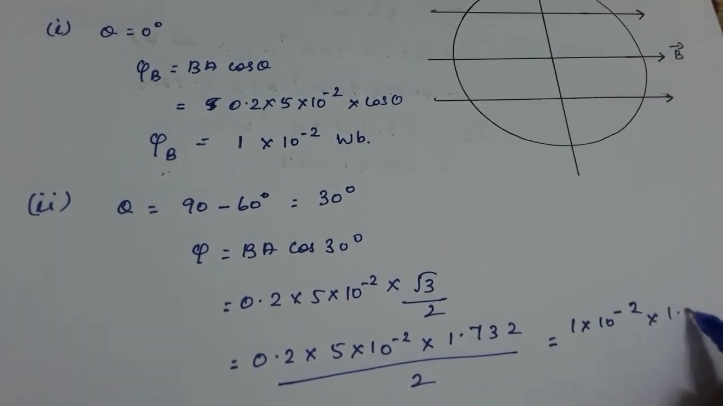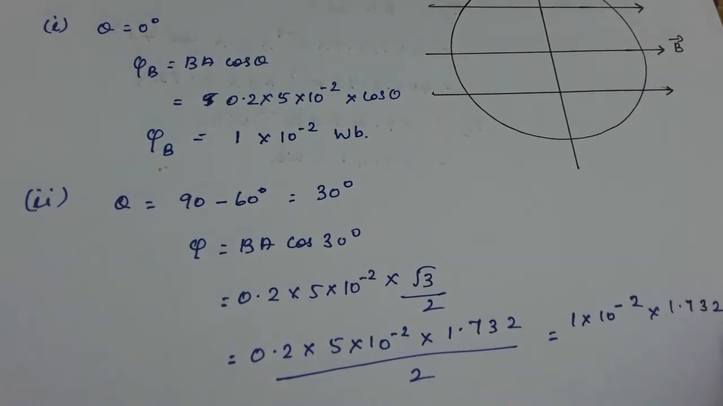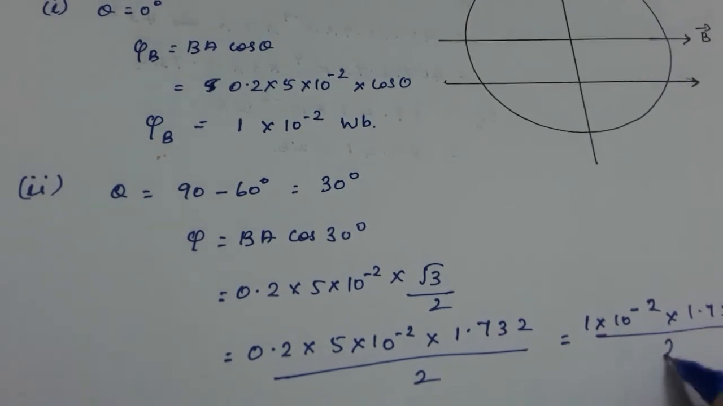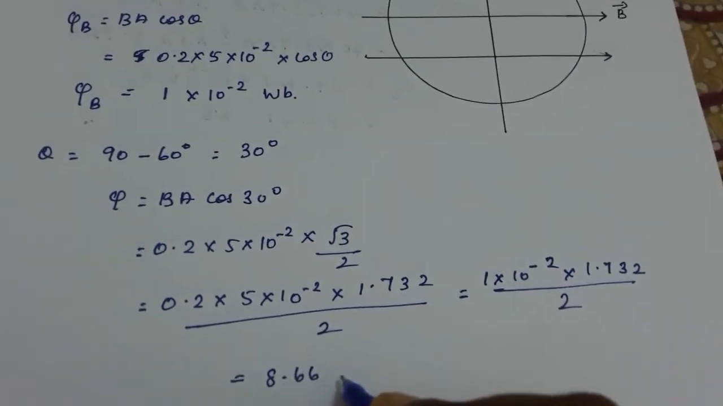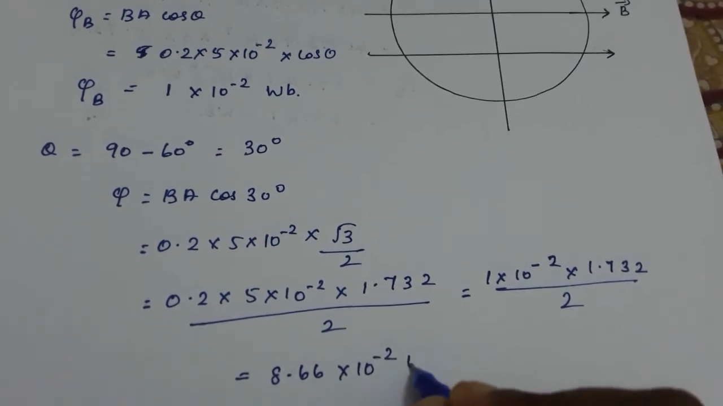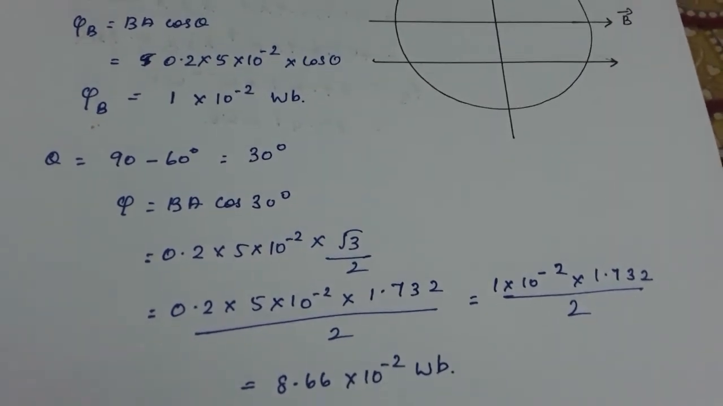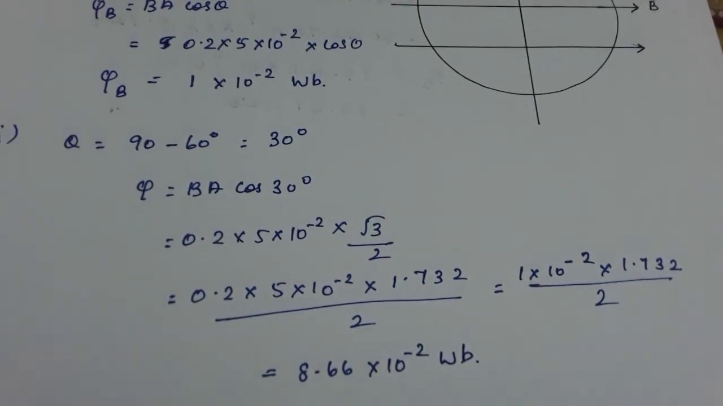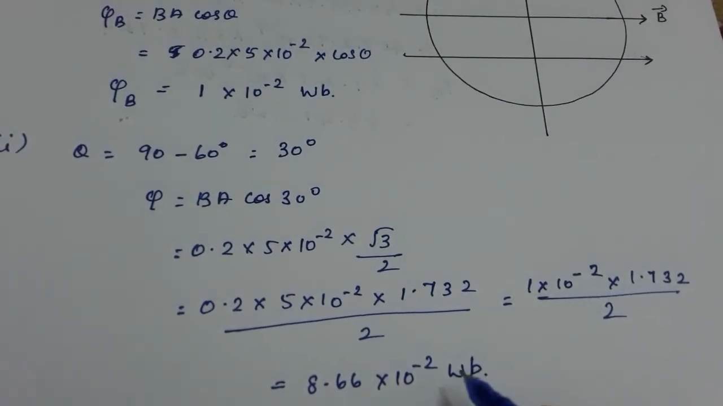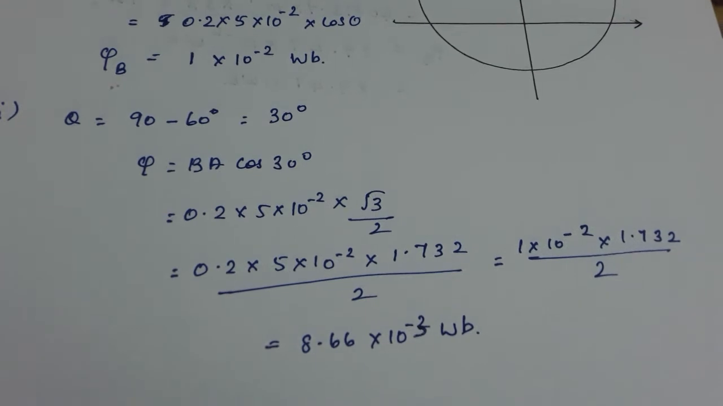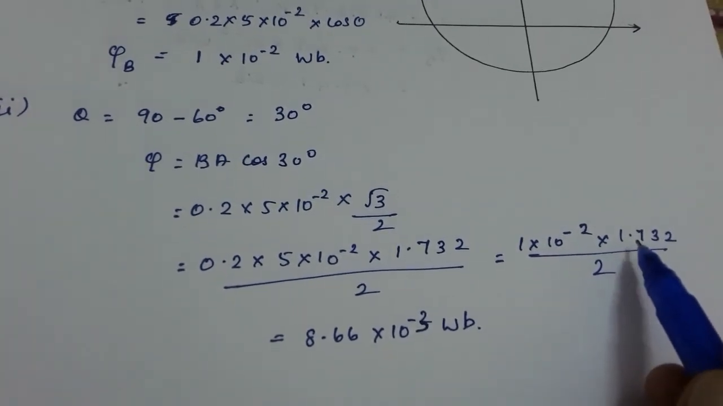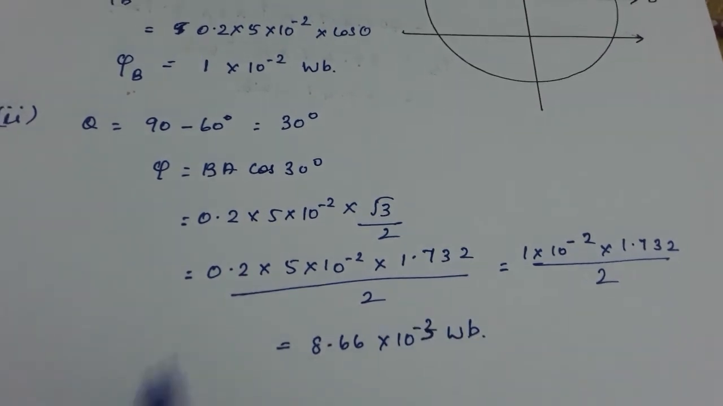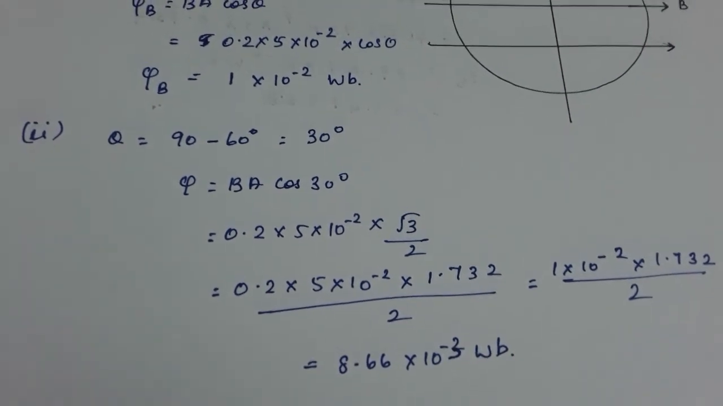Now this can be found out as, this is 1 into 10 raised to minus 2 into 1.732 divided by 2. So what you will get here is 8.66 into 10 raised to minus 3 Weber. If you divide it by 2, it will be 0.866. So 8.66 into 10 raised to minus 3 Weber.